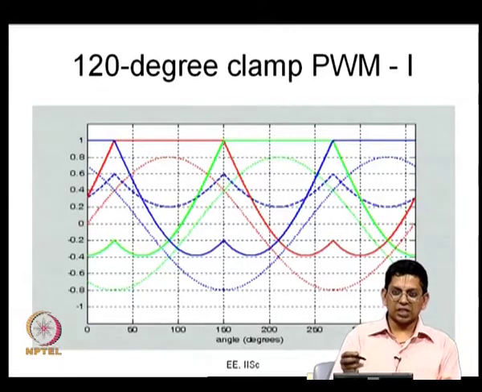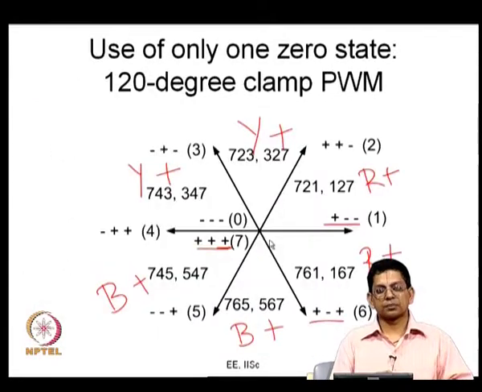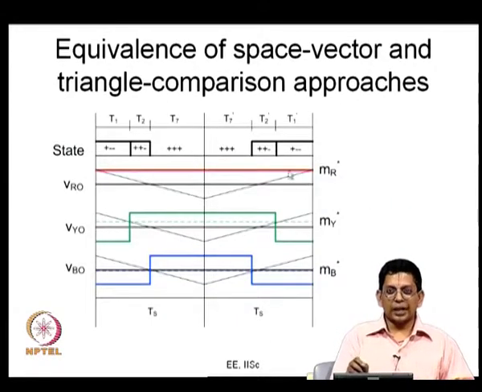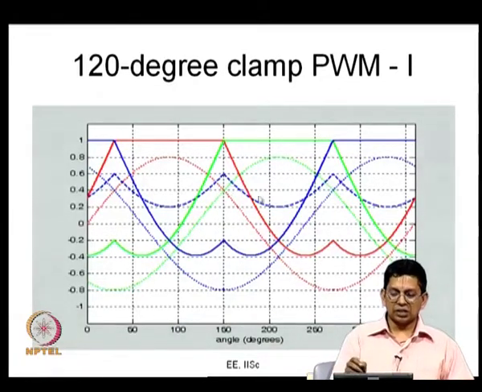So, what we studied as 120 degree clamp here is same as what we saw here a while back. This is to show the sequences, to show that they are equivalent at a subcycle level, and this is how the modulating signal is going to be. Here the MR star, MY star and MB star are there. This is only to indicate how MR star, MY star and MB star are, and this is the common mode component.